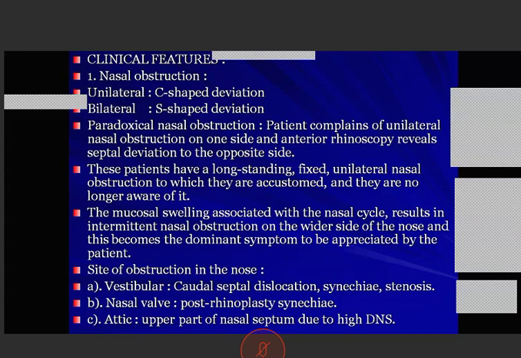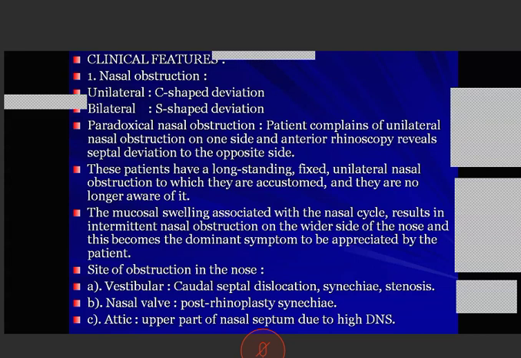Then the patients have a long-standing fixed unilateral nasal obstruction to which they are accustomed, and they are no longer aware of it. So whenever he gets any cold, there will be a hypertrophy of the turbinate on the left. So he will feel the obstruction on the left, though the main cause is a deviation on the right. Okay. So the mucosal swelling associated with the nasal cycle results in intermittent nasal obstruction on the wider side of the nose, and this becomes the dominant symptom to be appreciated by the patient.